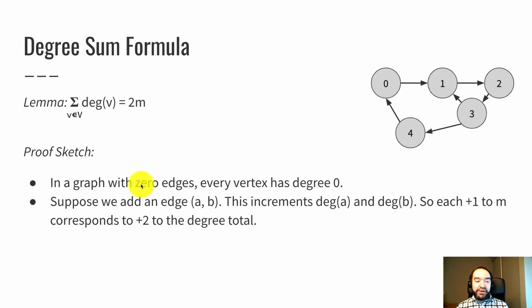If you start off with a graph with no edges at all, every vertex has a degree of 0. Degree is the number of edges touching a vertex, so this equation holds there because you have 0 on the left side, 0 on the right side. Now suppose I've got a graph where this equation holds, and I add one edge from A to B. That increases A's degree by 1, and it increases B's degree by 1. So every time I add 1 to the number of edges, I add 2 to the total of all degrees.